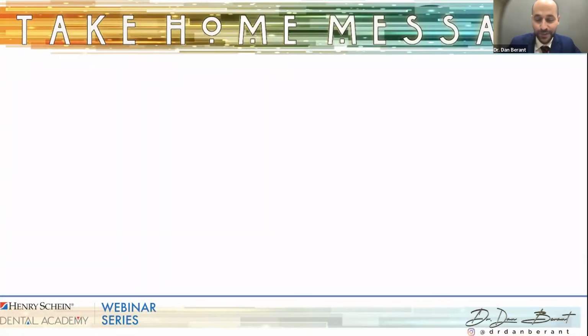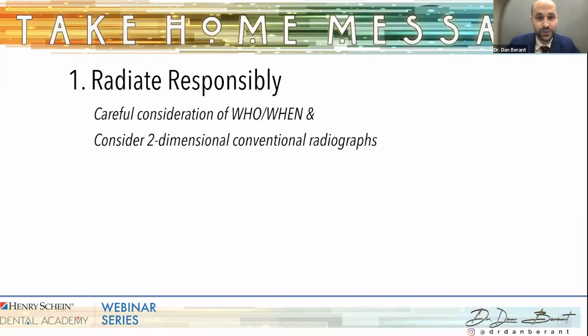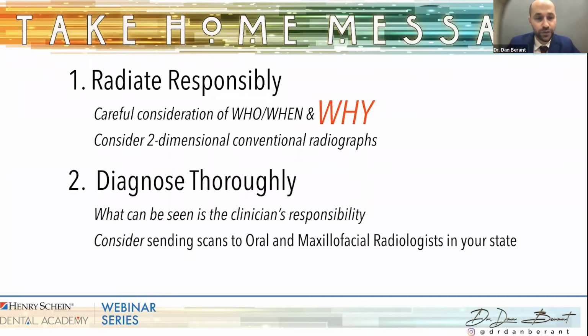And so to drive home the message, essentially what I want us to remember is that we have to radiate responsibly. We have to have careful consideration of the who, the when, and most importantly, the why. Always be asking yourself, if this was me, if this was my child, if this was my parent, assuming you love your children and your parent and yourself, would you want to be exposed to the radiation because of the information that you're able to get? So sometimes you want to consider 2-dimensional over the 3D.